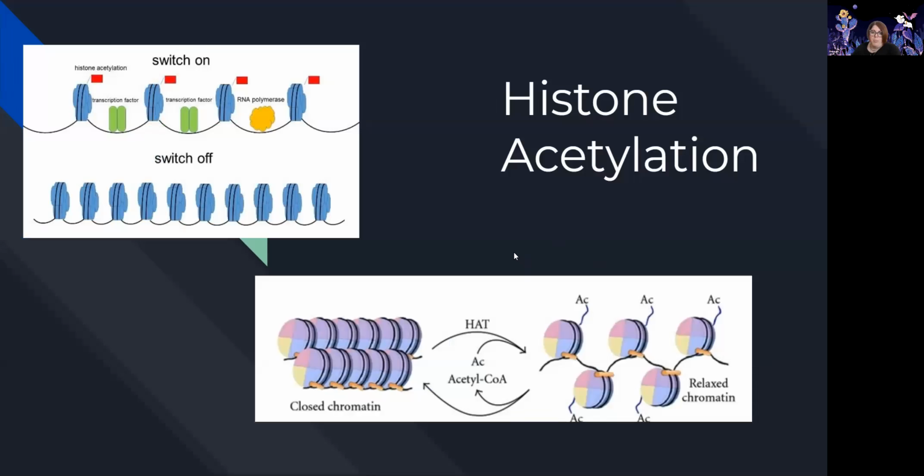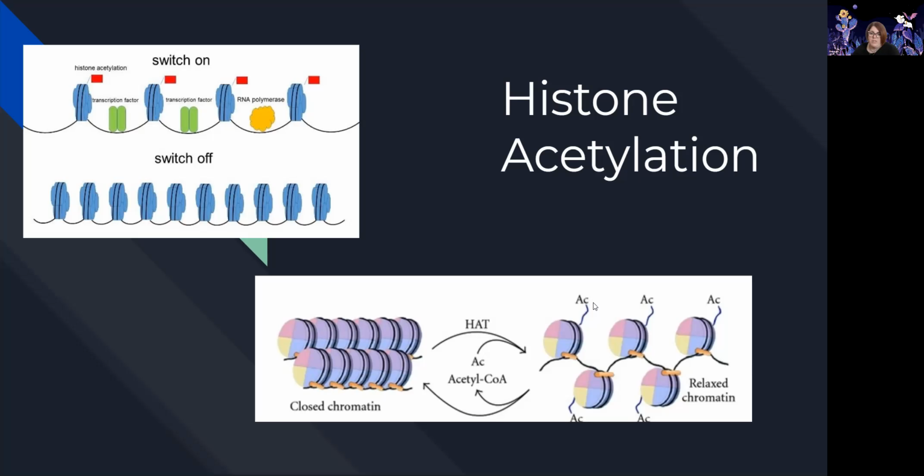The positive charges on the histones can actually be blocked. That is essentially what is happening with these acetylation modifications. If you look down at this picture on the bottom, we have closed chromatin. These are the histone octamers, and we have our DNA pretty tightly wrapped. However, if we use HAT, which is histone acetyltransferase, we can take the acetyl groups off of the acetyl-CoA molecule. And these acetyl groups are neutral.